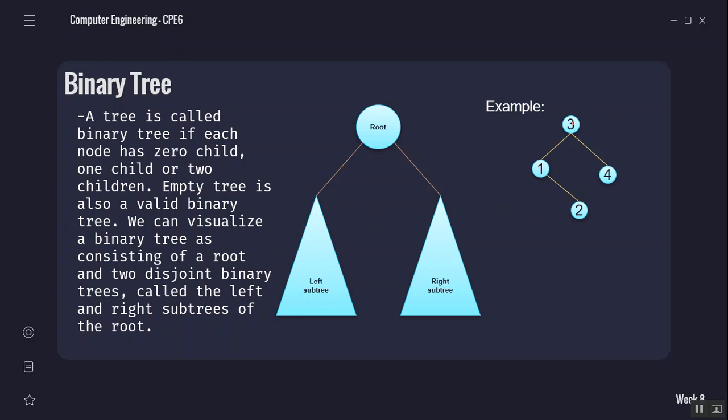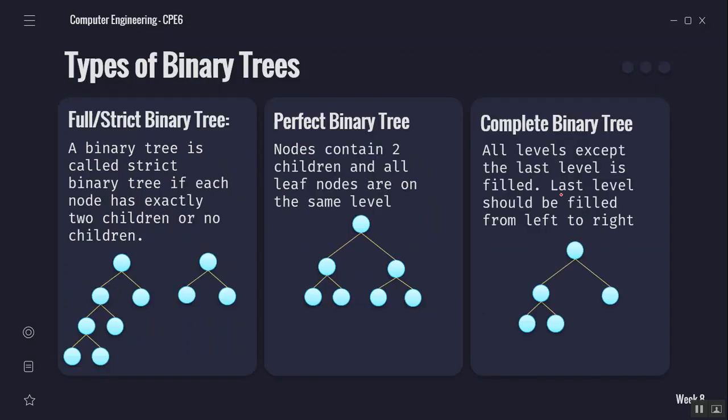So we have here a root node 3. We can visualize this as the root node is 3, and then it has a left child and a right child. The one on the left side, the left child, has a right child node. Now we have different types of binary trees. You could imagine that these trees are the data structure of a tree.